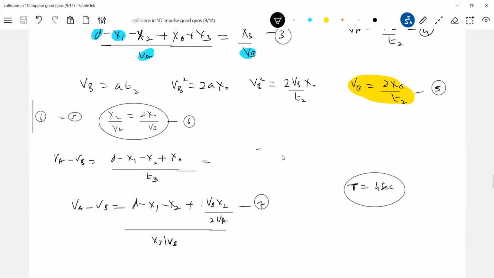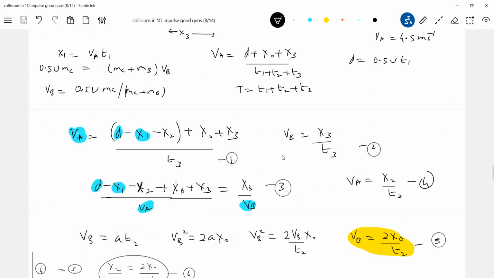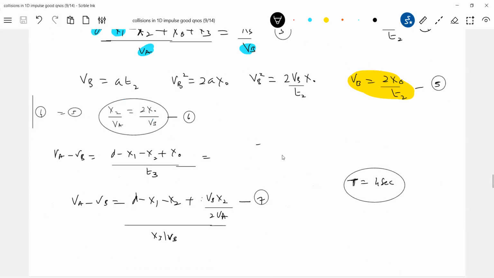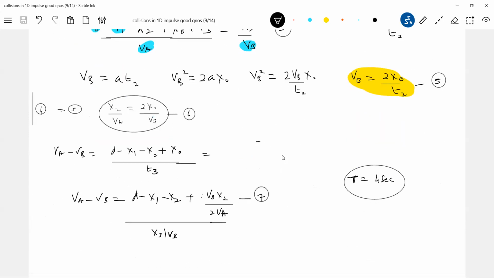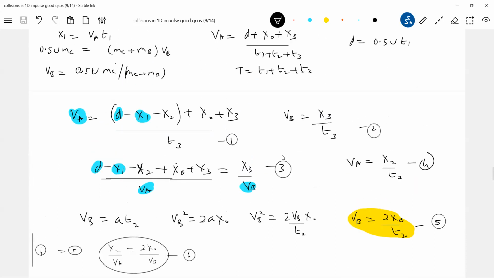Writing equation 7 is a very important part. In diagrams 4 and 5, block A will move a distance D minus x1 minus x2 plus x0 plus x3. And block B, how much will move? x3. So that x3 will get cancelled out there. And what is the time taken? That is T3. This is very important. So solving here will give the x2 and x3 relationship. Everything combine, substitute here now: x0 in terms of x2, x3 in terms of x2, then only x2 is unknown.